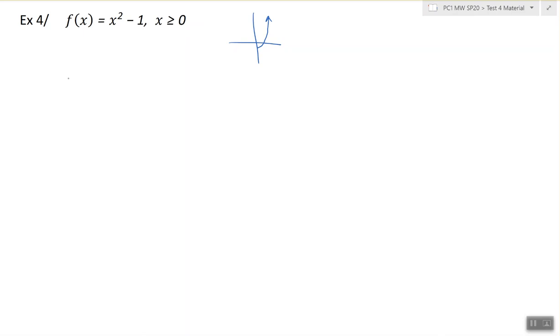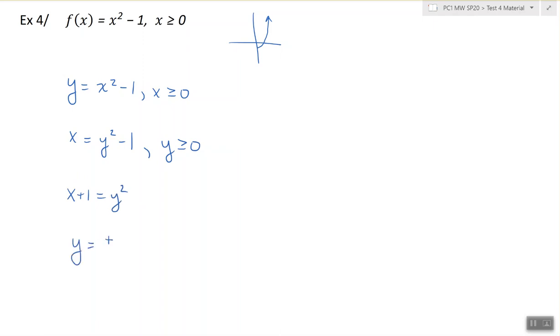So what we do is the same procedure as before. Just make sure to follow along with your condition, that x must be greater than or equal to 0. We're going to switch our x's and y's, and do it in the condition as well. Change that x to a y. And now I need to solve for y, so I'm going to add 1. I'm going to take the square root. So y is going to be plus or minus the square root of x plus 1.